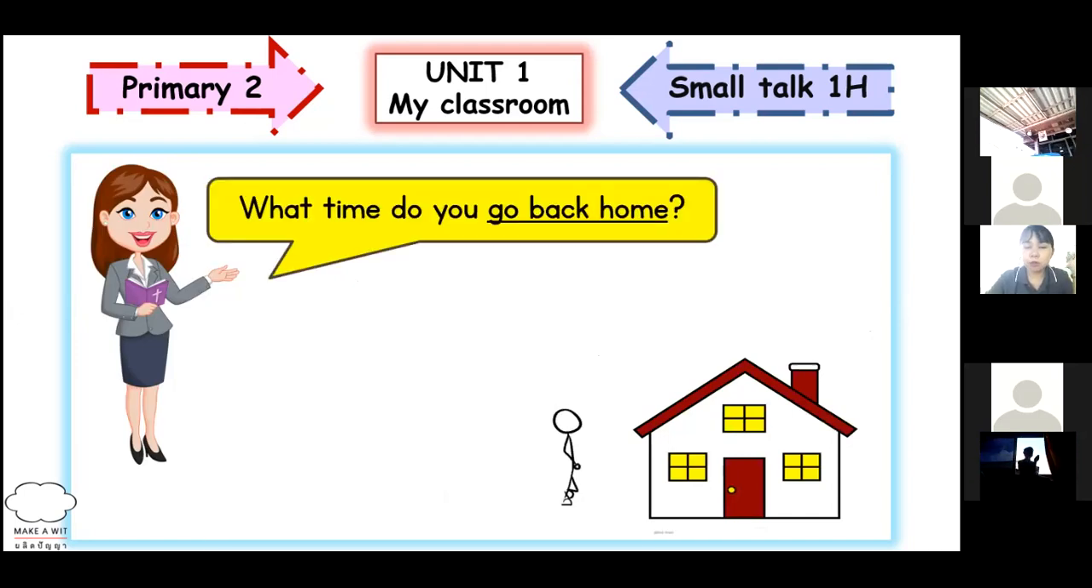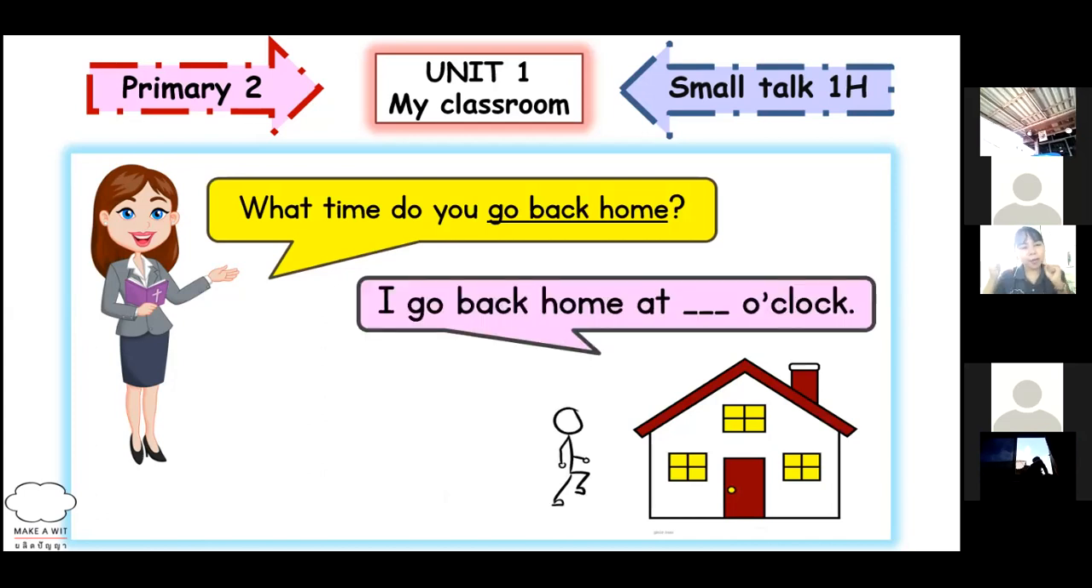What time do you go back home? You can say, I go back home at ... o'clock. It can be, I go back home at 3 o'clock. I go back home at 5 o'clock. Or I go back home at 4 o'clock. It can be any time.